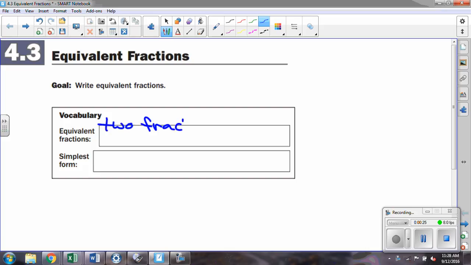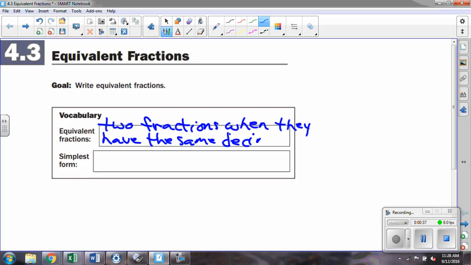But 2 fractions are called equivalent whenever they will have the same decimal format. So if you divided them out, they would both give you the same decimal answer, the same decimal version.